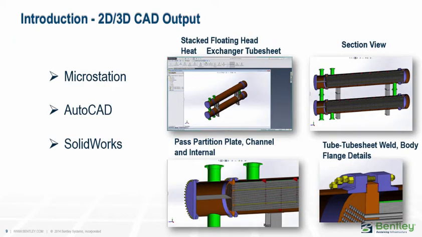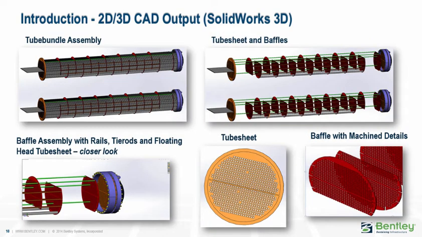AutoPIPE Vessel has powerful CAD export features, generating 2D drawings and 3D models for MicroStation, AutoCAD, and SolidWorks. Shown are some examples of 3D SolidWorks models created automatically from a designed exchanger using the interface feature. Some more internal details from SolidWorks models. Notice the detailed machined baffles shown on the bottom right. The SolidWorks tube bundle assemblies in the heat exchanger shown above are assembled with proper mate features and hence can add tremendous value for checking interference and creating bundle assembly procedures.